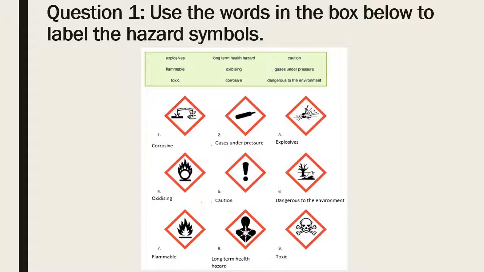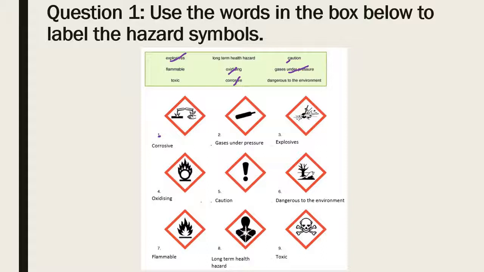So number 1, remember this image here is corrosive. The second one is gas under pressure. This image is gas under pressure. Third one, where it looks like an explosion, like an explosive bomb, is called explosives. And then we have the circle with the flame, not the flame by itself, the circle with the flame, is called oxidizing. Remember the exclamation mark is caution.